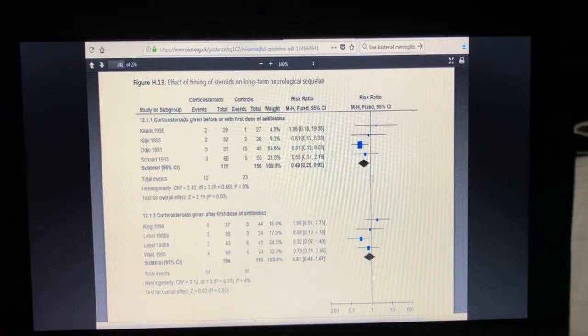Here is a forest plot looking at a meta-analysis of 4 studies suggesting that the timing of steroids on long-term neurological sequelae is a significant factor. If steroids are given either before or with the first dose of antibiotic, you can see that the result favours the use of steroids, whereas if it's given afterwards, there appears to be no benefit.